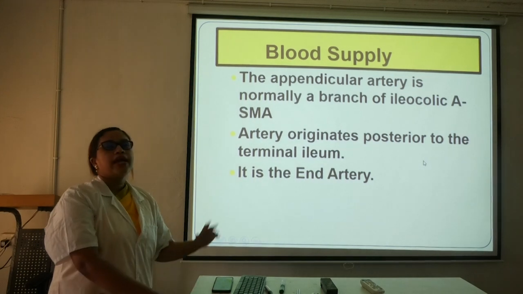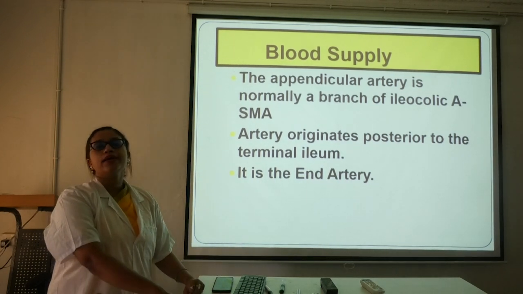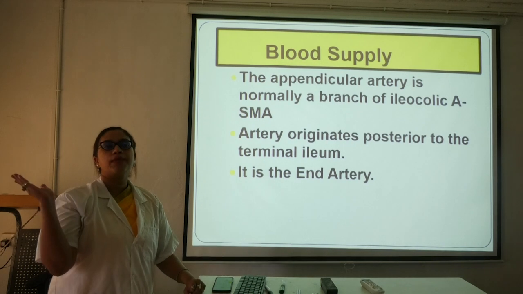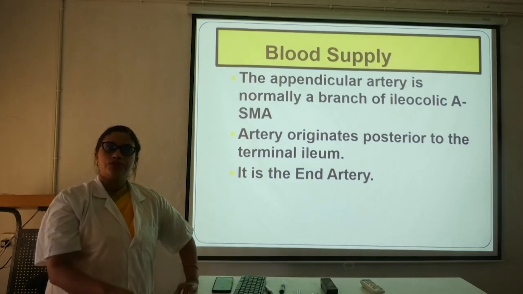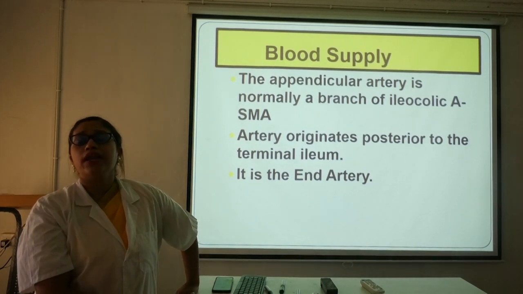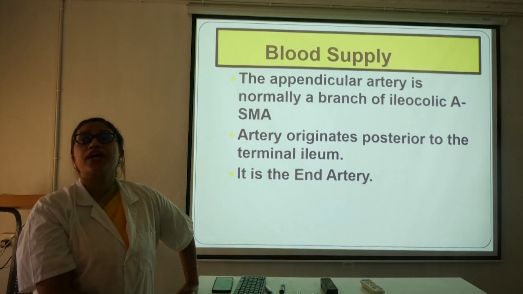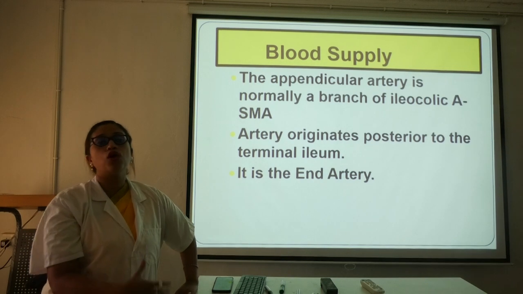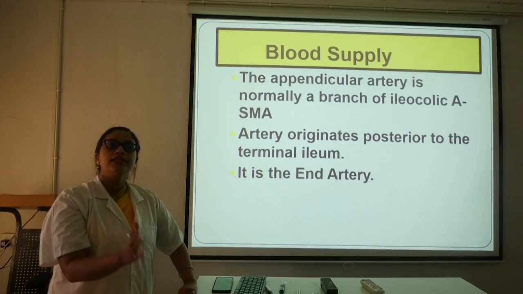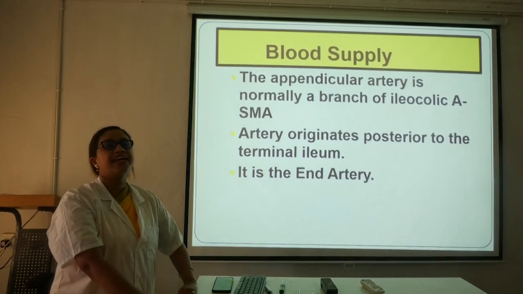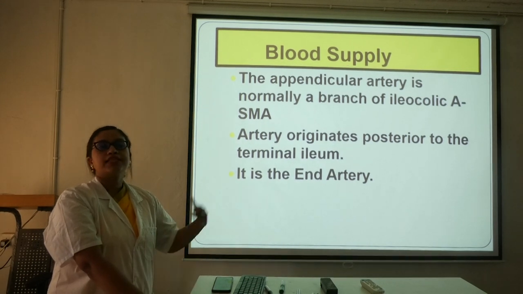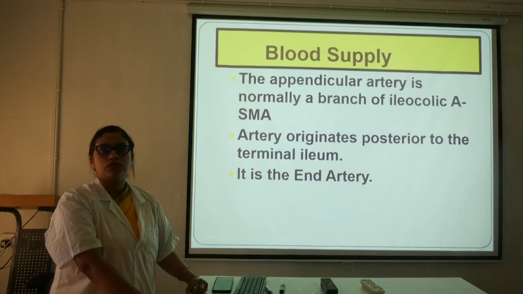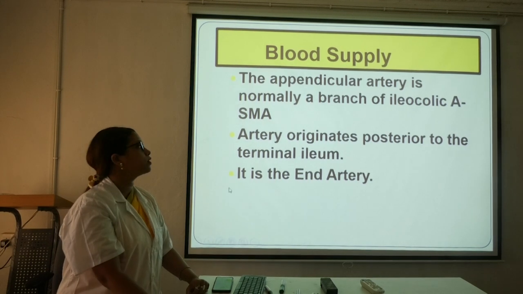Now what is the problem in an end artery? If it is an end artery and blood supply is diminished anyhow, or there is ischemia, what will happen? There will be necrosis. That is why, in acute appendicitis, surgeons always operate and do not leave it. Why? Because that may go to necrosis, as blood supply is required.